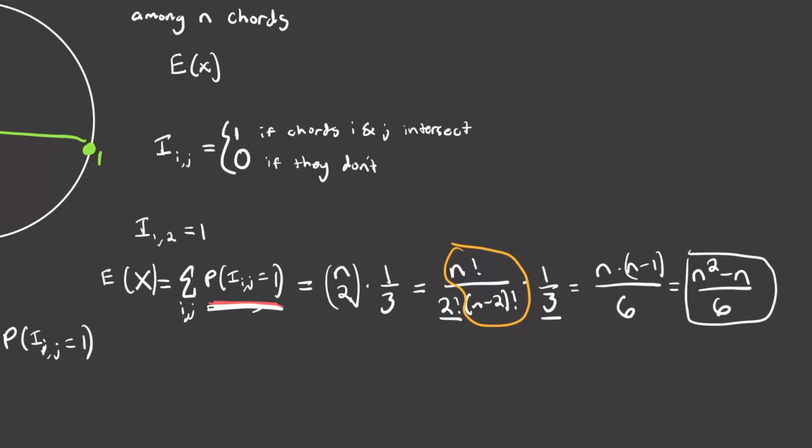So if I have 6 chords randomly drawn on this circle, then I plug it in, I get 36 minus 6 divided by 6. That's going to give me 5. So if I have 6 chords, I expect 5 different intersections between those chords, and so on. Right? You could plug in any n value you want into this formula, and this will be our final answer right here.